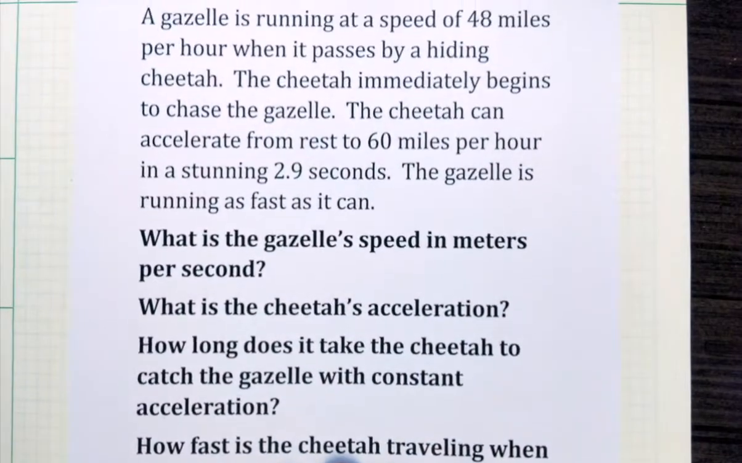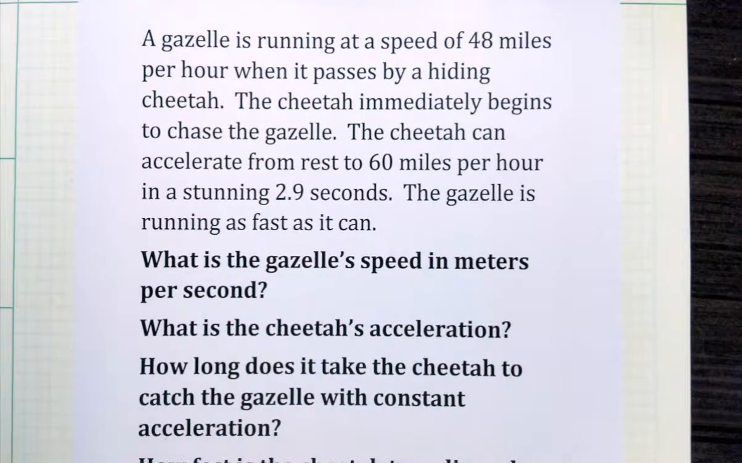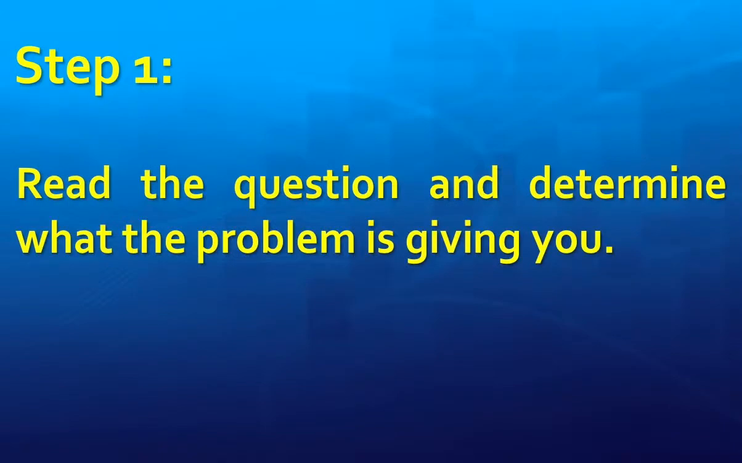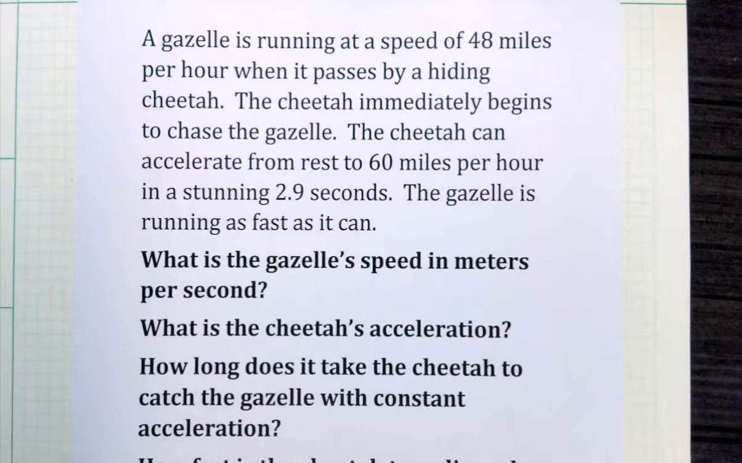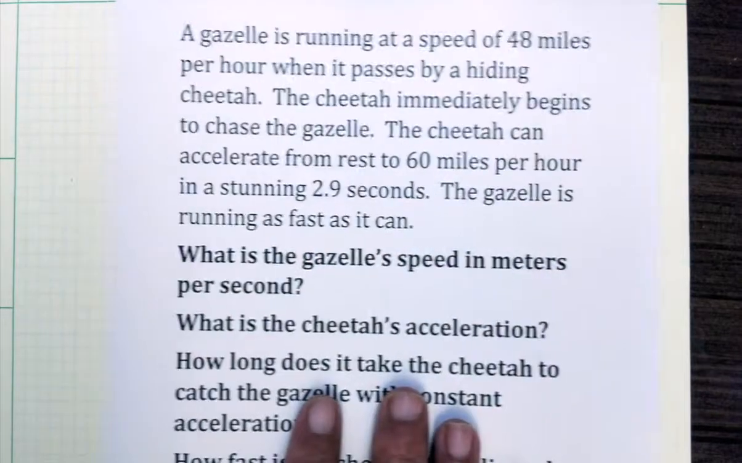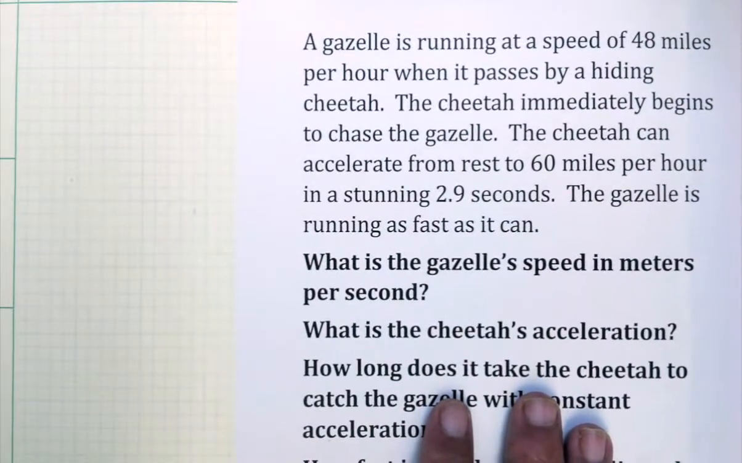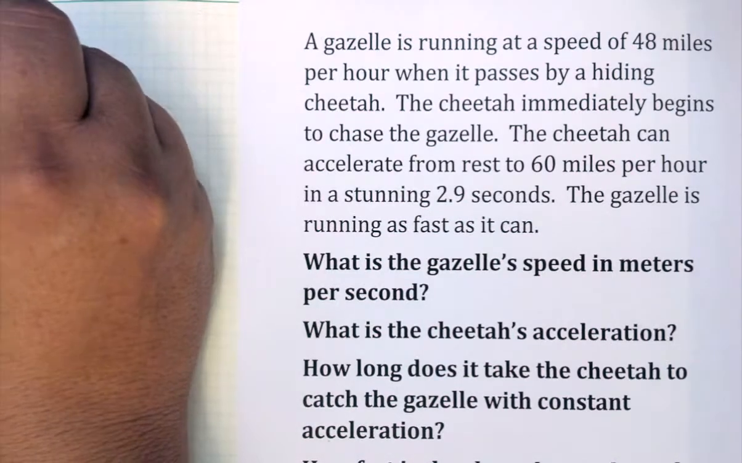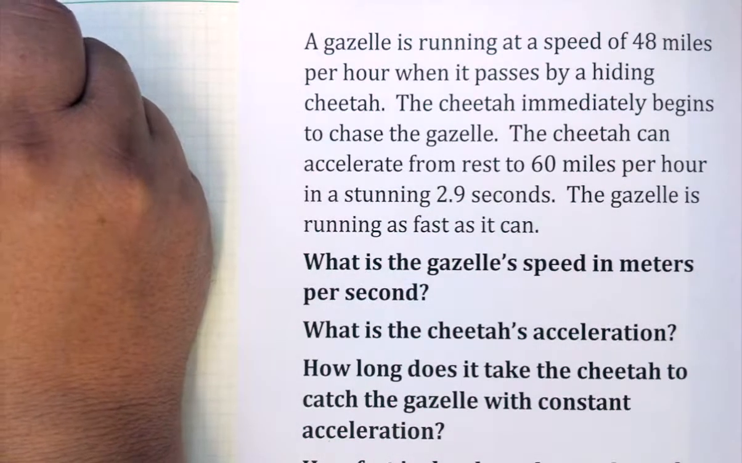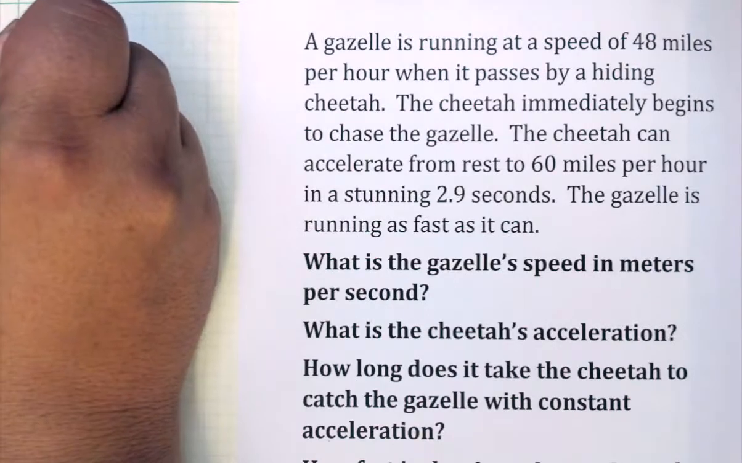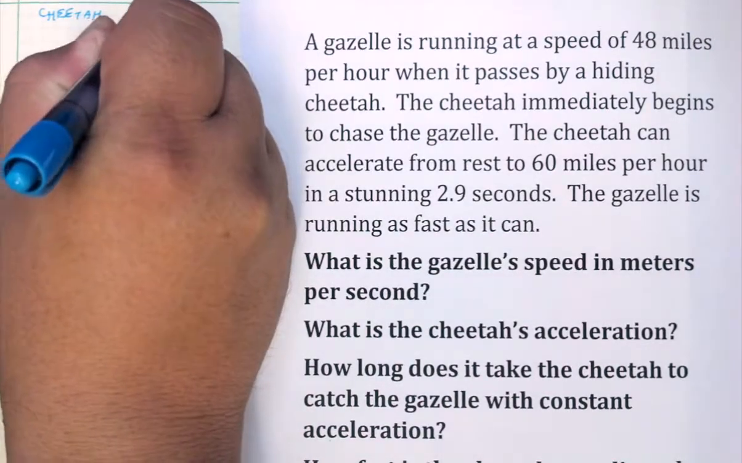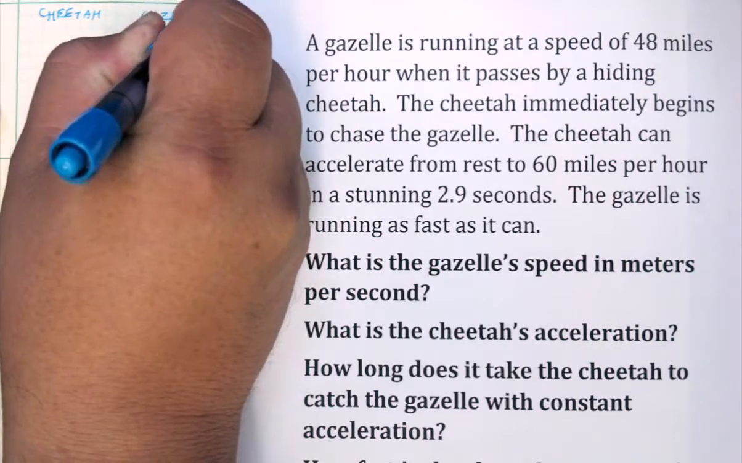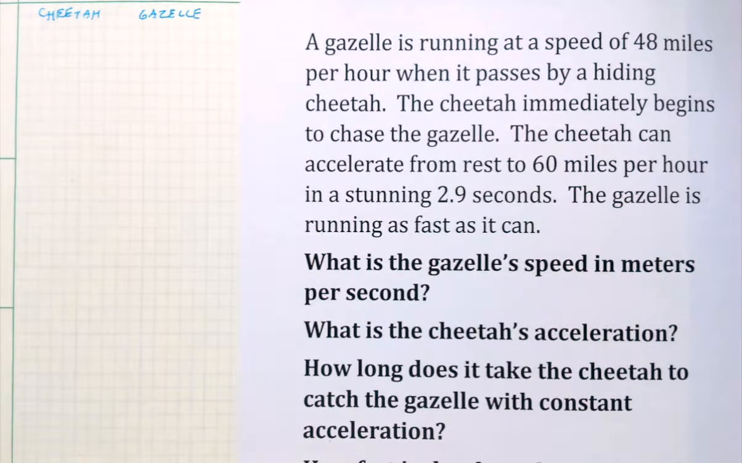All right, so we're going to follow the standard problem-solving procedure here for kinematics problems. And the first step is always to read the problem and figure out what the problem is trying to tell you. The situation is a little more complex this time because we have two things to keep track of. We have to keep track of the information for the cheetah and for the gazelle. So we must create two data tables now for the cheetah and the gazelle.